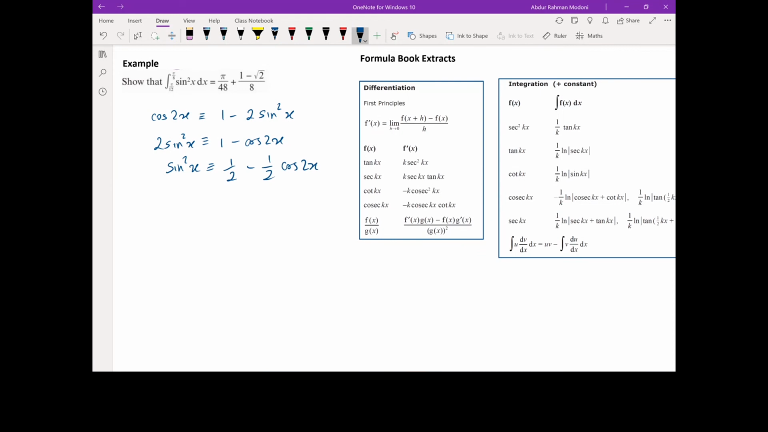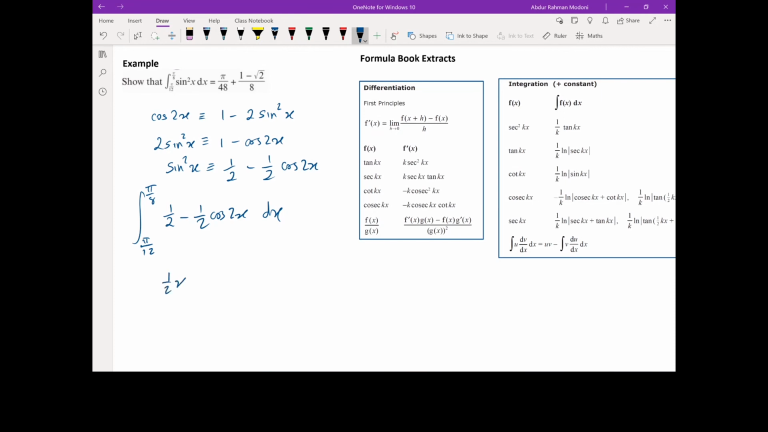So I can then go to my integral here. We're integrating from the limits of pi over 8 to pi over 12, and we're integrating sine squared x dx. So instead of sine squared x, I'm integrating a half minus a half cos 2x with respect to x. Now I know how to integrate cos 2x. It's a standard result that we already know. So let's integrate this.